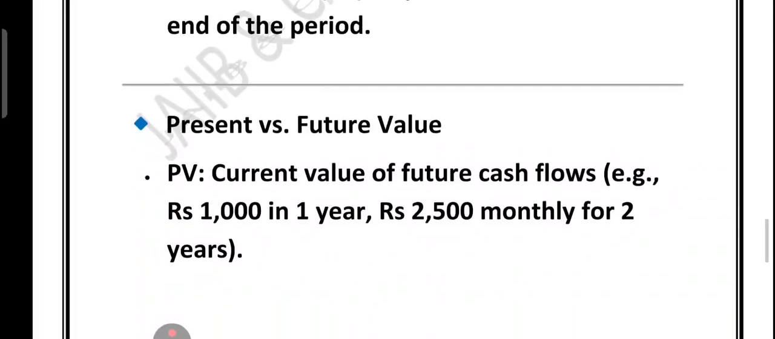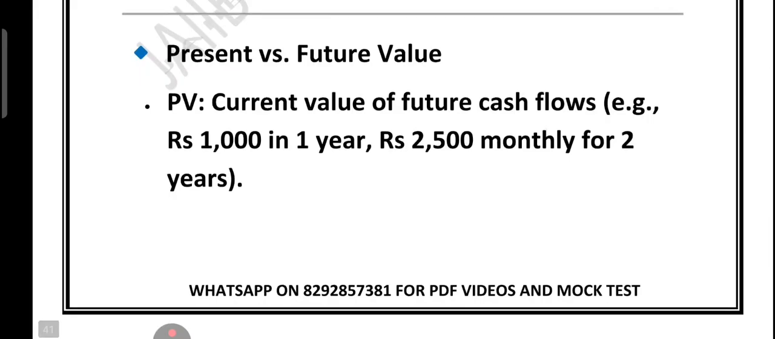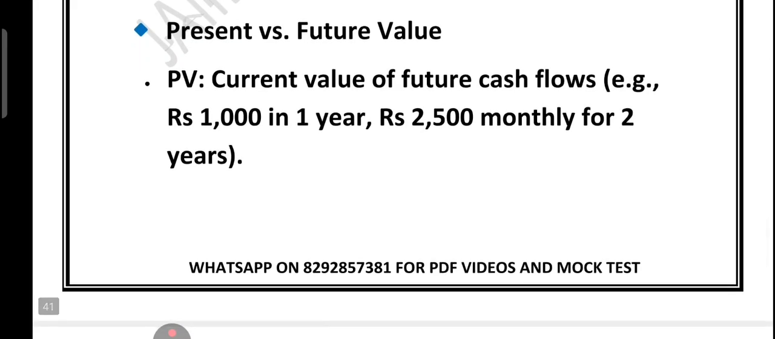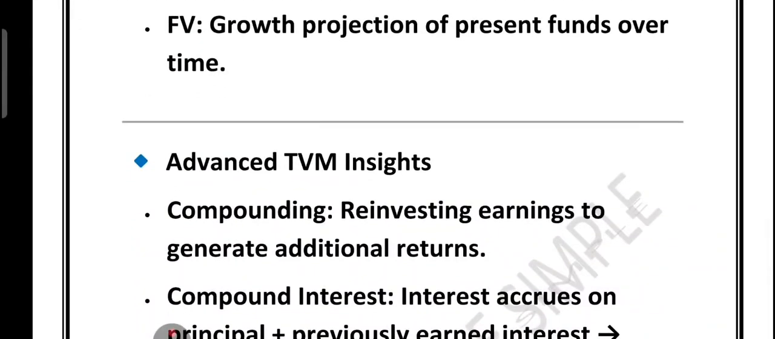Then we have the concept of present value versus future value. PV tells you the current value of the future cash flow. For example, 1000 rupees in a year or 2500 rupees monthly for 2 years. And the future value projects how much your present fund will grow over time with interest.